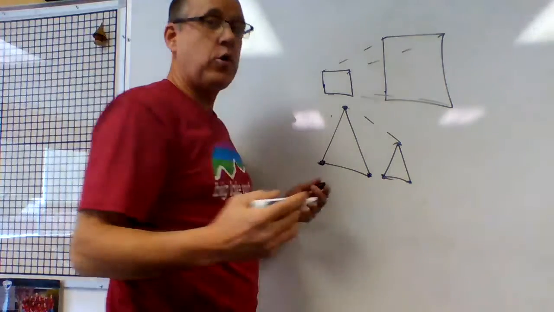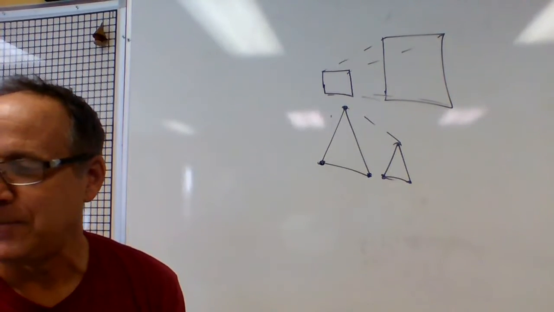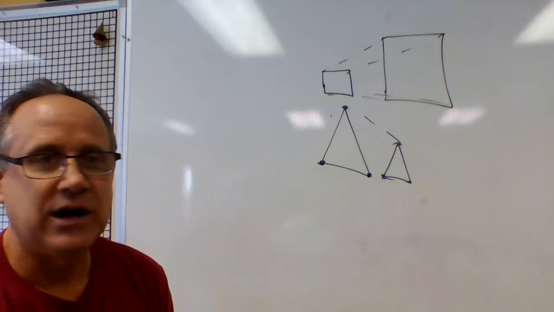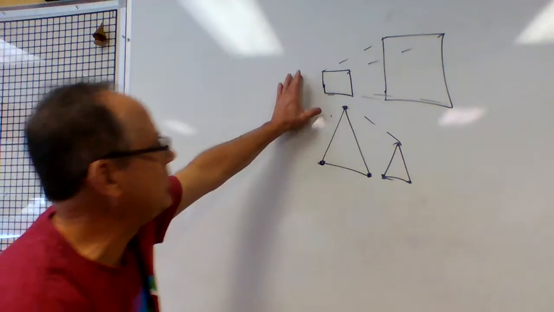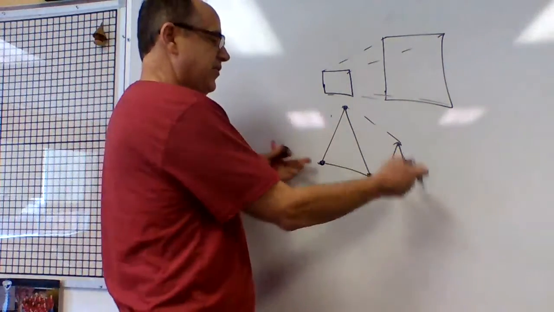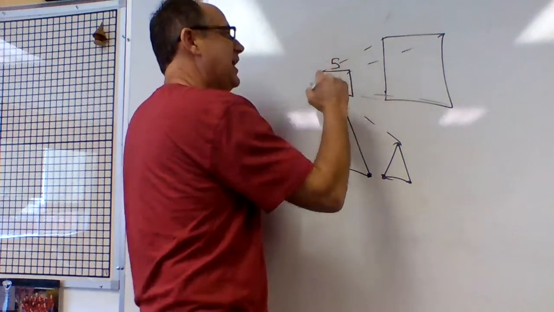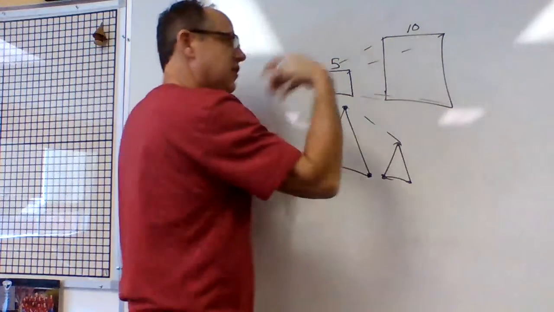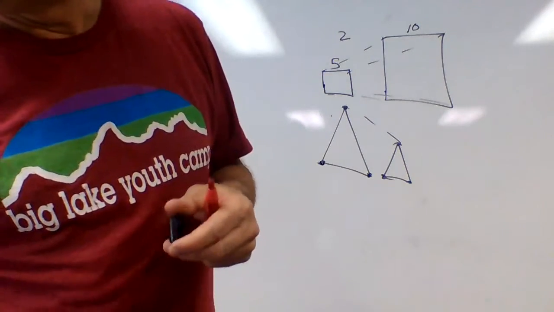Corresponding sides are going to be proportional, so each one of those sides is going to be proportional. So we have a reduction and we have an enlargement. The enlargement is always going to be greater than 1, and the reduction is always going to be between 0 and 1. So for instance, if this was 5 and this is 10, the enlargement is 2.